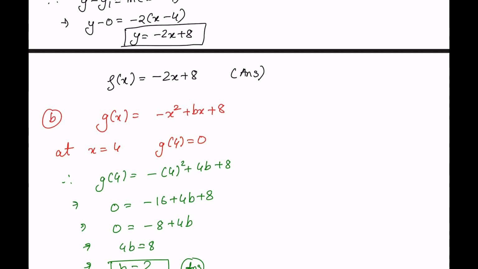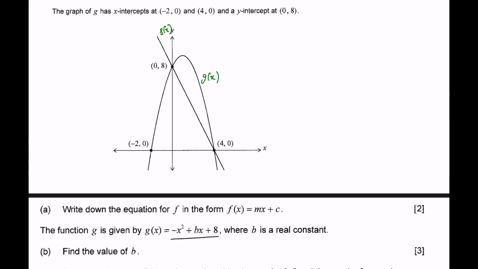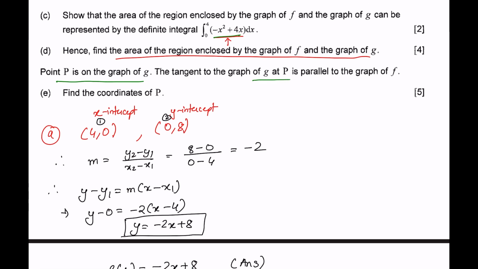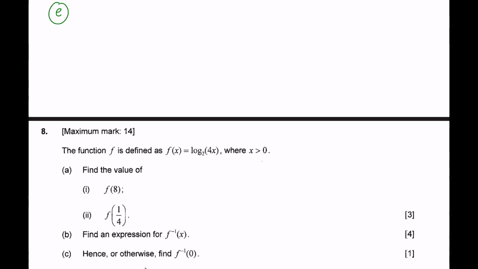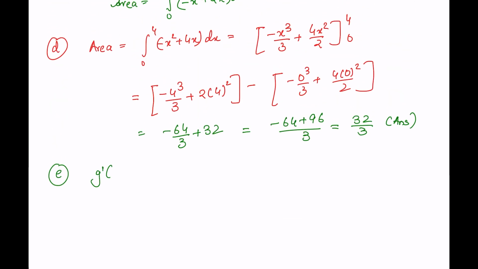Now the last part says that P is a point on graph G. They haven't mentioned P. Okay, no problem. The tangent of graph G at P is parallel to graph F, right? So if the tangent to graph G is parallel to F, that means the slope of this tangent will be equal to the slope of graph F. Now the slope of F is already equal to -2, I know that. So first I'll find the expression for the slope of the tangent.